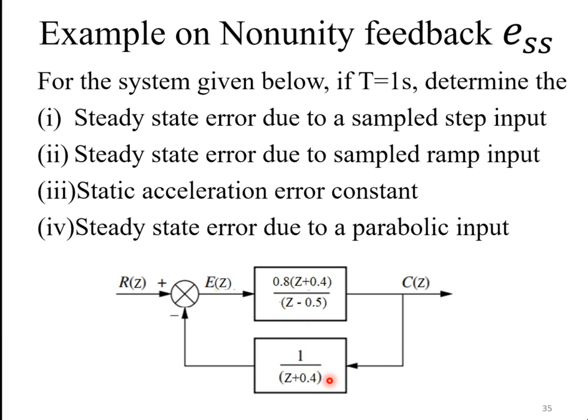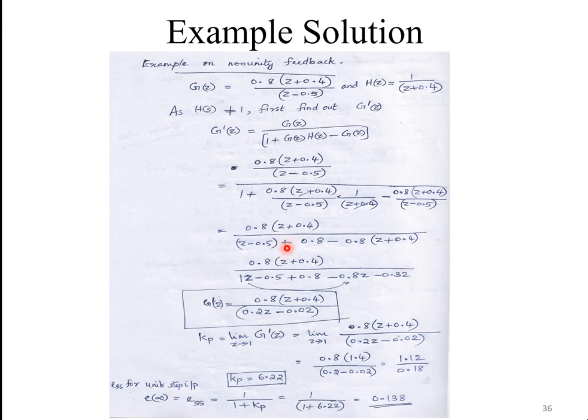This is H of Z. So the system is given to you like this, where H of Z is 1 over Z plus 0.4 and G of Z is 0.8 into Z plus 0.4 by Z minus 0.4. The first thing is you have to make this block diagram unity feedback, as we have done in the first case. For that you have to find G dash Z. That's the first step for finding the steady state error and the static error constants.